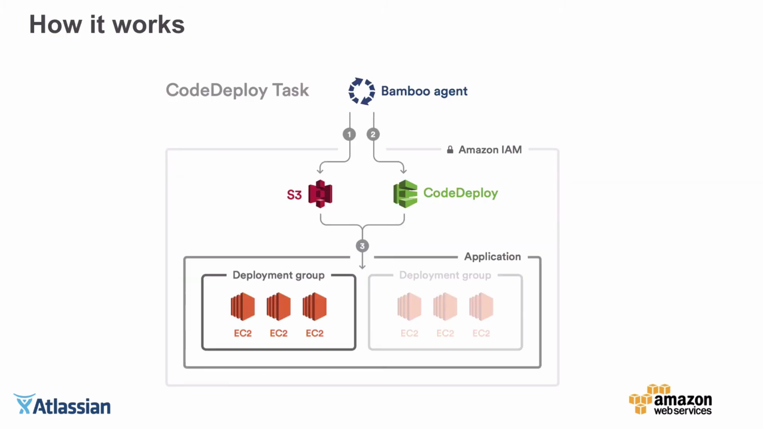And so here's a high-level overview of what the architecture looks like when you use Bamboo to build and then push deployments via CodeDeploy to EC2 instances. So you can see here, we're able to grab or push artifacts to S3, and then we're able to create deployment options or deployment groups with CodeDeploy, and eventually roll that code out to individual deployment groups depending on how you've configured it.